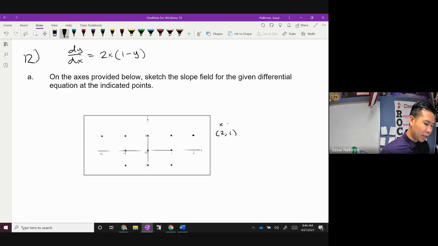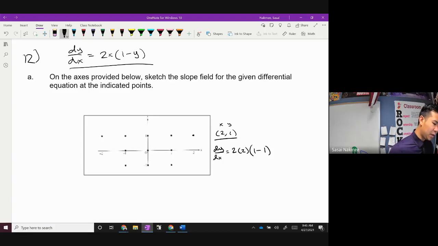That's your x value. That's your y value. You plug it into the differential equation they give you, and at that point, the derivative value, which is the slope of the tangent line at that point, is going to be equal to 2 times 2 times 1 minus 1, right? All I'm doing is plugging it into this equation up here, into this differential equation. I'm just plugging in my x and y values. This is my x value. It gets plugged in wherever x is. And this is my y value. It gets plugged in wherever y is.